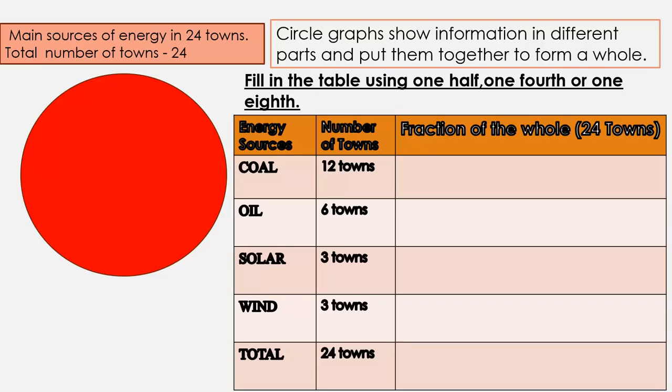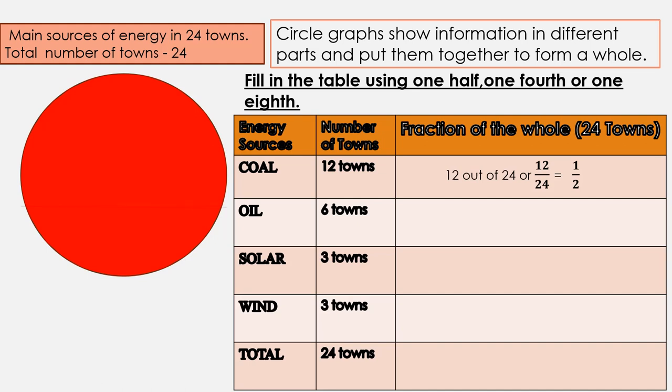Circle graphs show information in different parts and put them together to form a whole. In the table given below, the main sources of energy in 24 towns are given. Fill in the table using 1/2, 1/4 or 1/8. For 12 towns, the main source of energy is coal. 12 out of 24, or 12 by 24, equals 1/2.